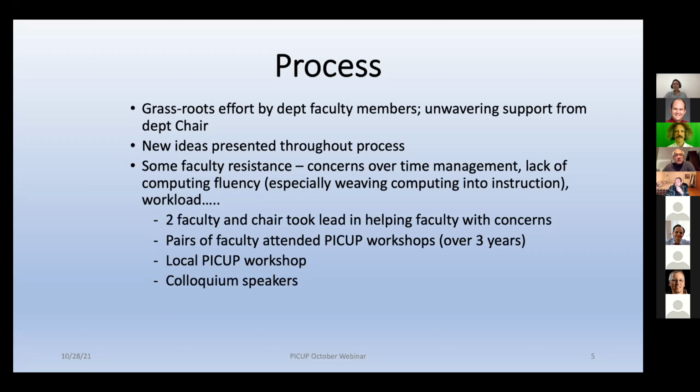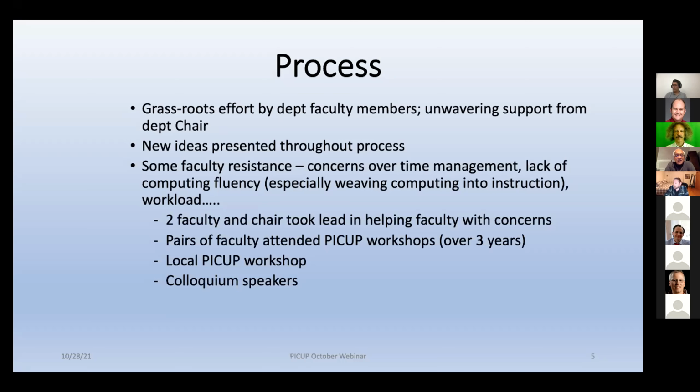And then at some point, after several of our faculty members had attended the PICUP workshops, we requested PICUP to conduct a workshop within our department. I see Kelly Roos is on here, and a few other people came to our department. There was a day-long PICUP workshop, which was very well done, and it raised the enthusiasm level in the department and motivated everybody to get on board.